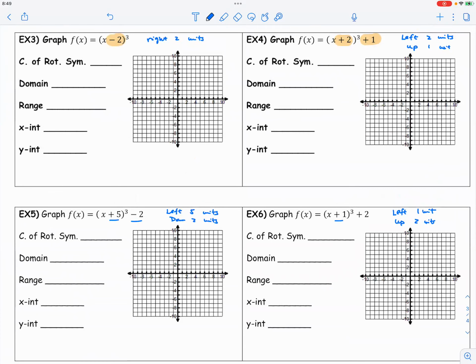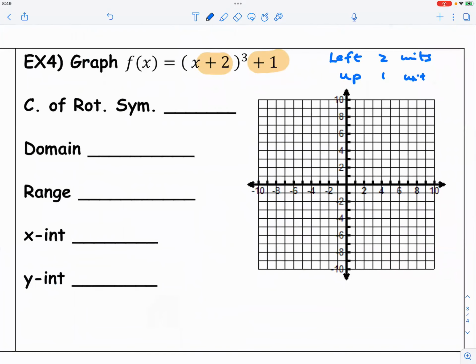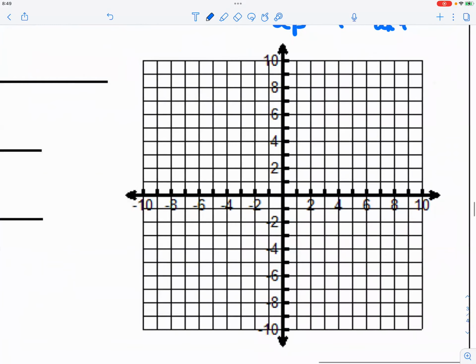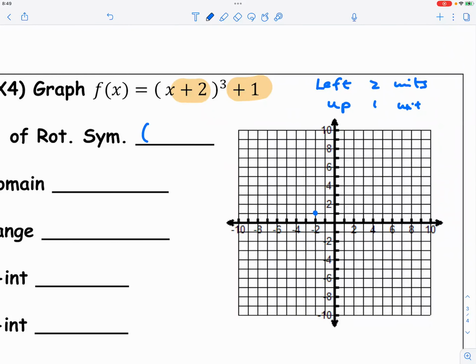Now I'm going to draw just a couple ones right here. Let's go ahead and draw number 4. Number 3 is kind of easy. So we have to move to the left 2 units and up 1 unit. So originally it was 0, 0. So now the point of the center of rotational symmetry would be -2, comma 1, or just like your h and k. The h is -2 and the k is +1.